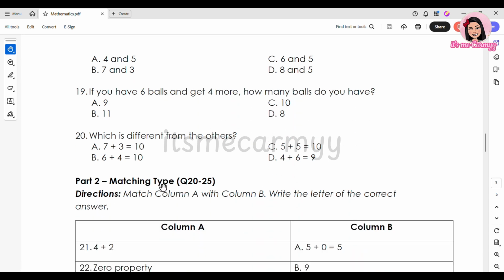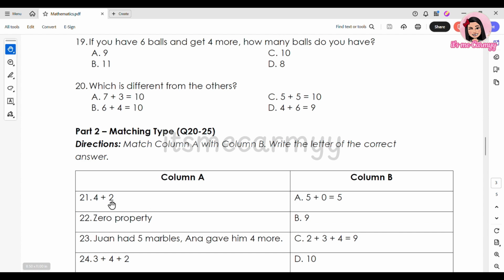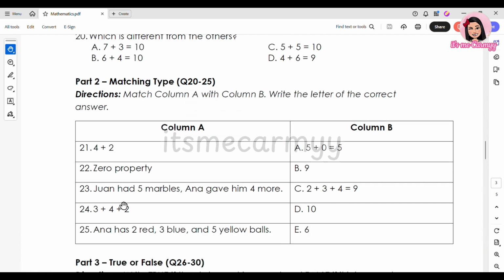Part 2. Matching type. Question 21 to question 25. Directions: Match column A with column B. Write the letter of the correct answer. 21. 4 plus 2 is equal to 5, 4, 3, 2, 1. The correct answer is letter E.